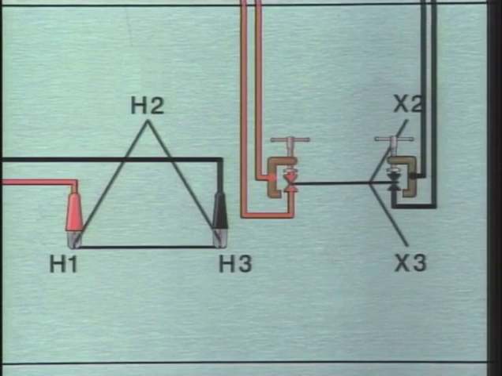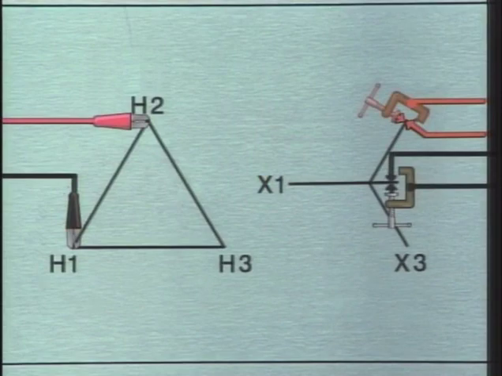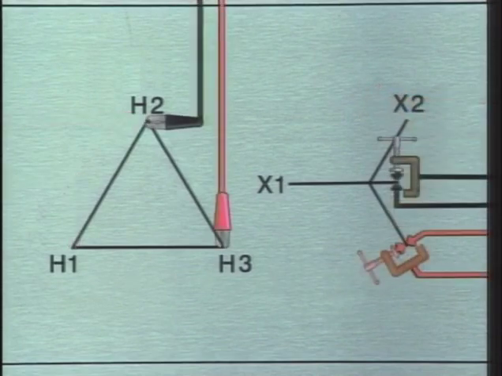To test the turns ratio of a second winding of the transformer, the red test leads may be moved to the X2 and H2 terminals, and the black leads are connected to the XO and H1 terminals respectively. The third winding test connections, then, would be the red leads to the X3 and H3 terminals and the black leads to the XO and H2 terminals.